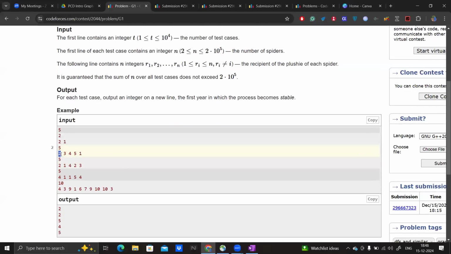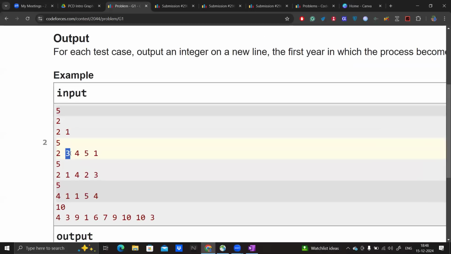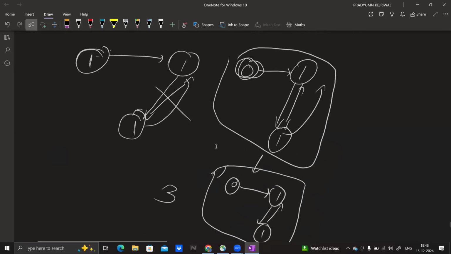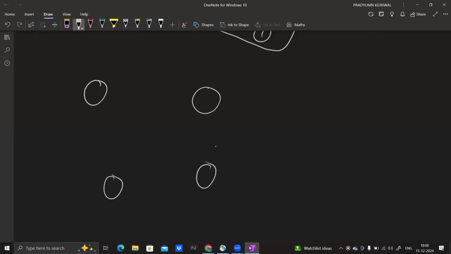It is actually a very good problem, where we are given an array of the connections: spider 1 gives to spider 2, then spider 2 gives to spider 3, and so on. We can actually think of this as a graph. Technically this is a graph. So we have n nodes, which are n spiders. Suppose we have 5 spiders. Then from each node, we have one outgoing edge, that is, which spider will this one give to?